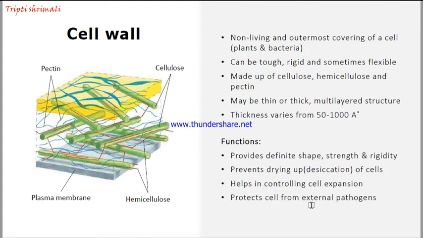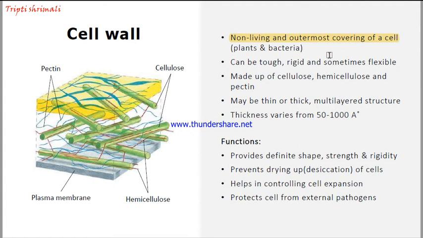Now, next we are talking about the cell wall. As we have already discussed, an animal cell does not have a cell wall. It is only found in the plant and bacterial cell. Okay, bacteria also have a cell wall. And if I include one more here, I would like to tell about the fungi, which also have a cell wall. So, cell wall is a non-living and outermost covering of a cell which is present in plant, bacteria and fungal cell, right?